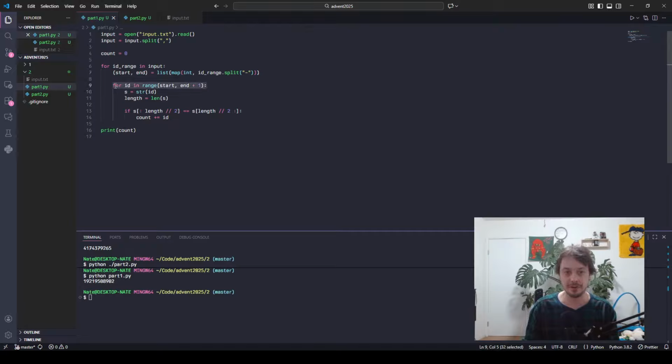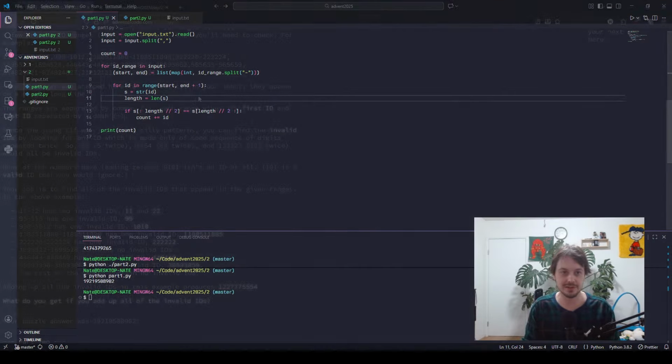I'm going to iterate through all the IDs in that range. But I'm actually going to look at them as strings because it's easy to just take a slice of a string and compare it instead of dealing with digits and integers.